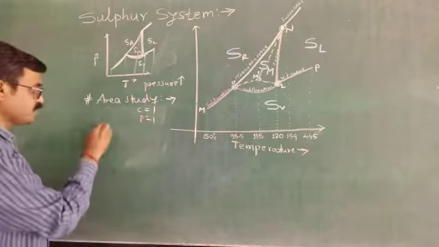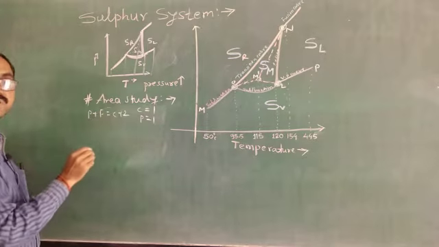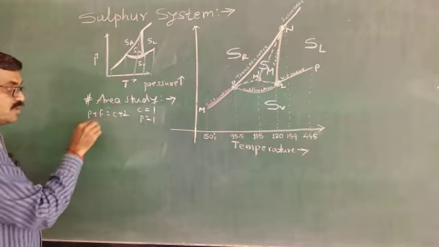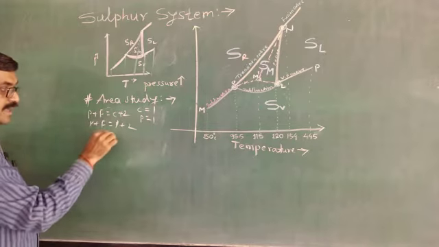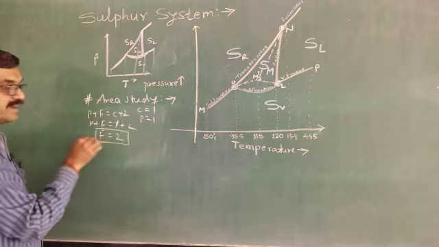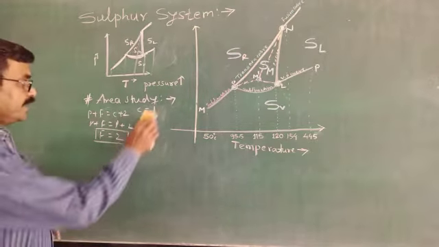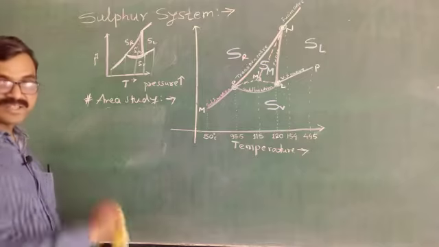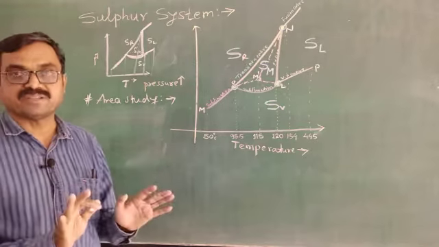Now according to this phase rule, what is this phase rule? P plus F equals C plus 2. Again put these values in. Now again cancel, and again the area is a bivariant system. In this way, the area study of the sulfur system shows that sulfur is a bivariant system.